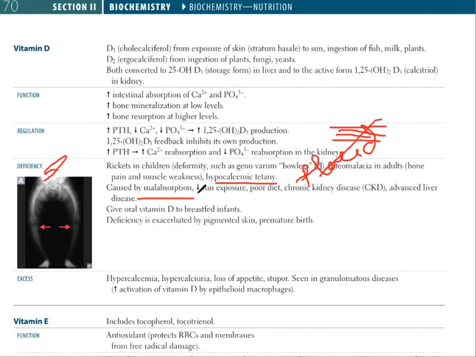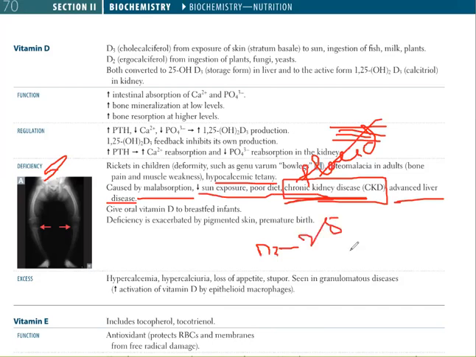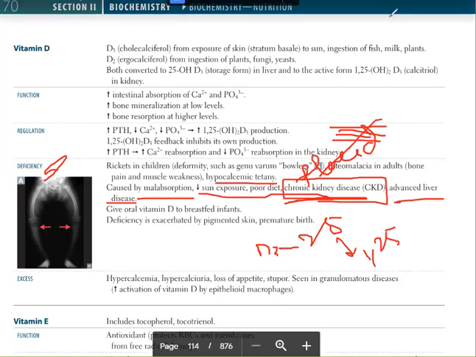Caused by malabsorption, decreased sun exposure, poor diet, chronic kidney disease, a very important MCQ, and advanced liver disease. Because you see, the cholecalciferol D3 was converting into 25 in the liver, and this 25 was converting into 1,25 in your kidney. So if you have kidney disease or a liver disease, you will not be activating this vitamin D, and you will see the deficiency in those patients.